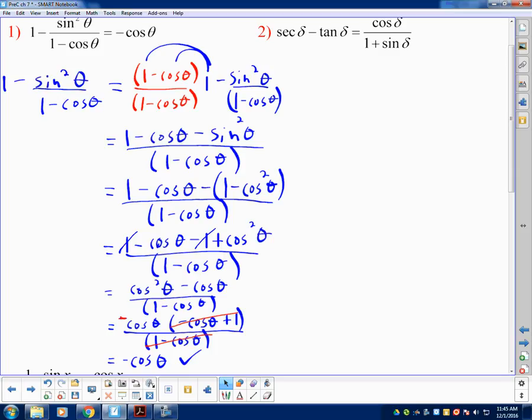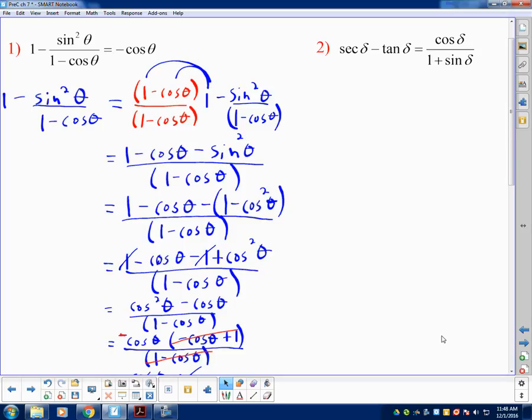You could probably argue that, starting with the right-hand side, we're going to end up using the same technique regardless. Okay. So here we have secant delta minus tangent delta. That's what I'm going to start with. So I'm going to write down secant delta minus tangent delta.